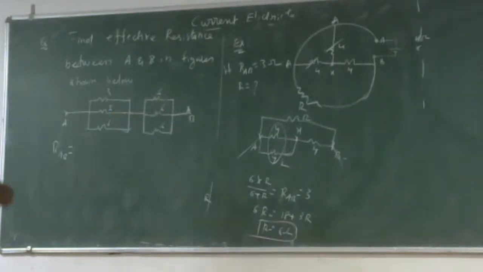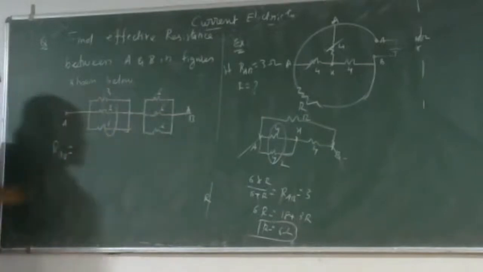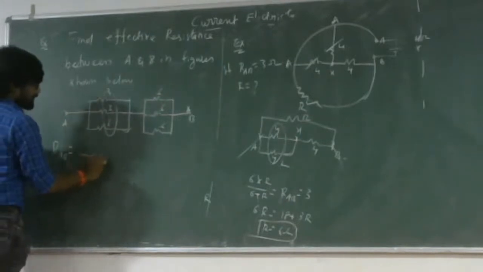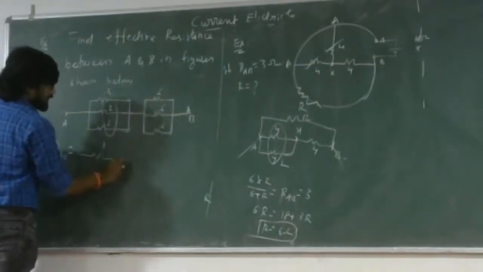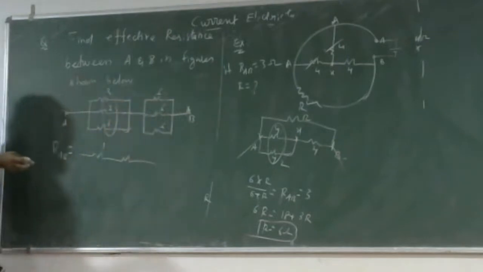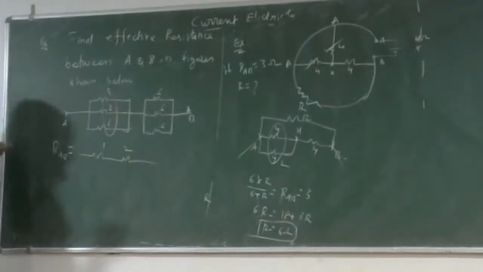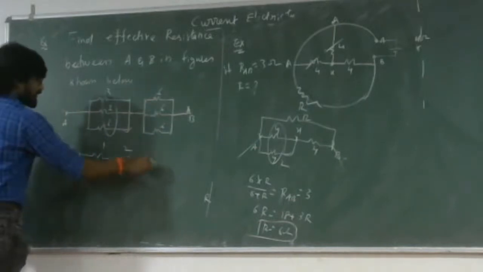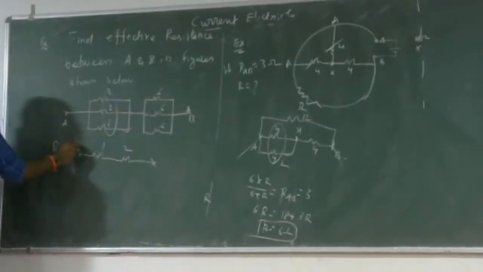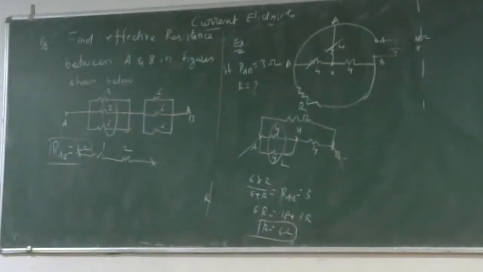So what is this? How much? 3 by 3, so it is 1. It is 6 by 3. R by N, how many are there? 3. So R is 6, 6 by 3 is 2. So this is in series. What is RAB? 1 plus 2. That's it. Okay? Right.